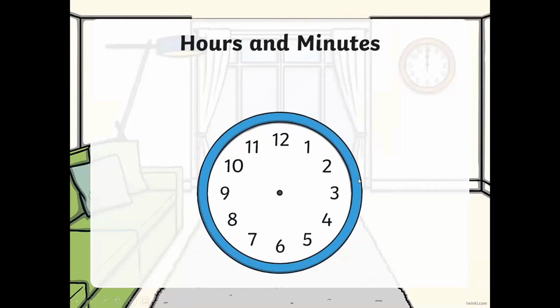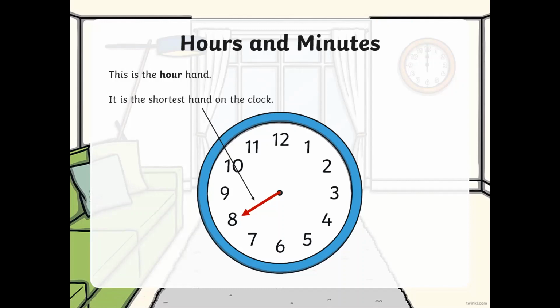Pay attention. This is the clock, okay? This is the hour hand. It is the shortest hand on the clock. And this is the minute hand. It is longer than the hour hand. Okay? So pay attention. Hour hand, minute hand. Shortest hour hand, longest minute hand.